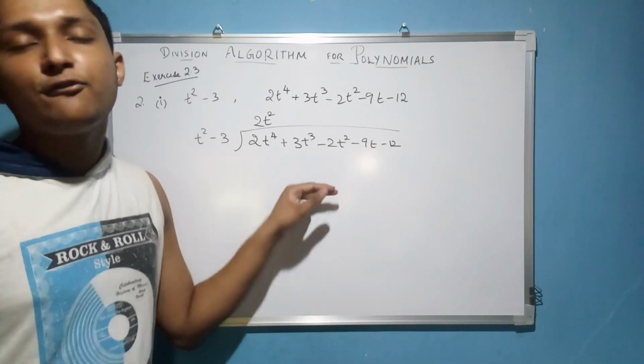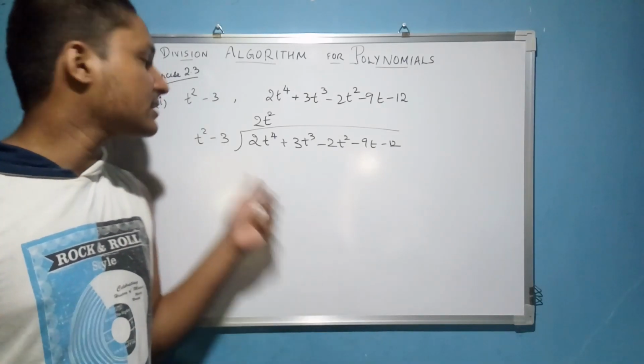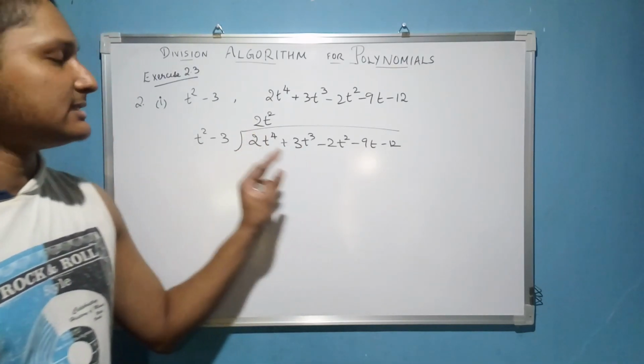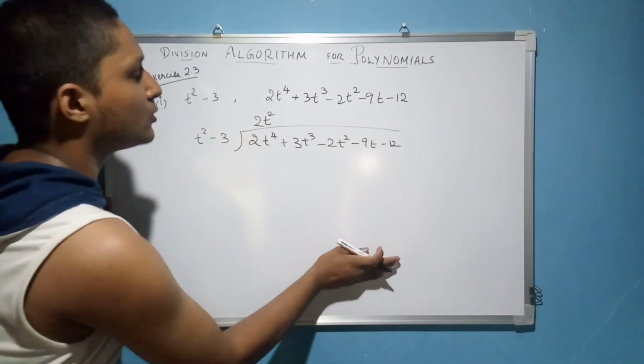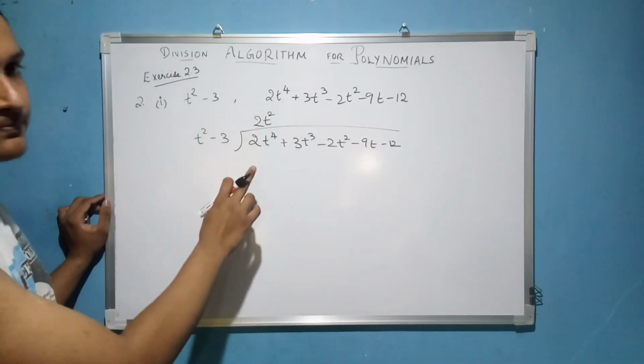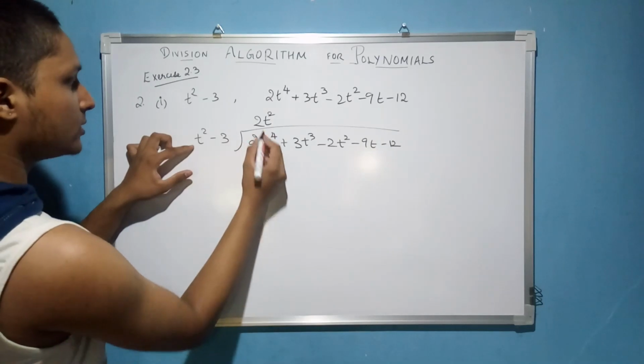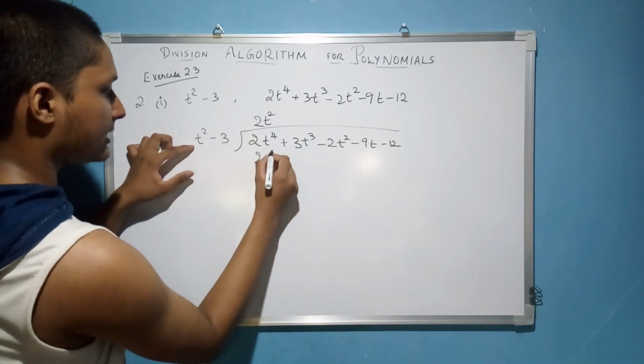That means that if you get the remainder to be 0, that means that the first one is a factor of the second polynomial. That is the thing you need to find out. The remainder is more important than the quotient in this case. So you can just go on doing this. This is t square into 2t square is 2t raised to 4.